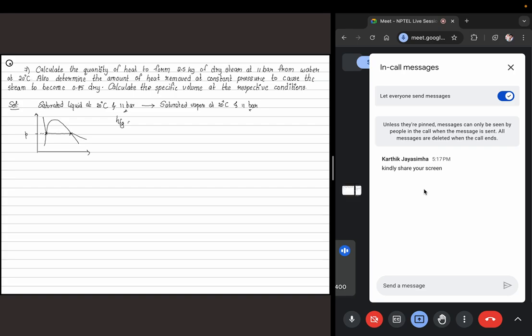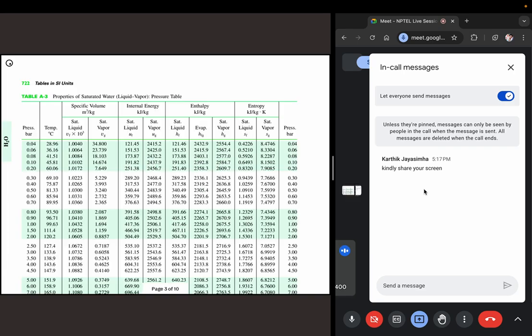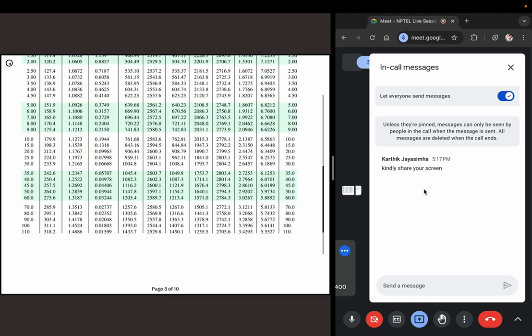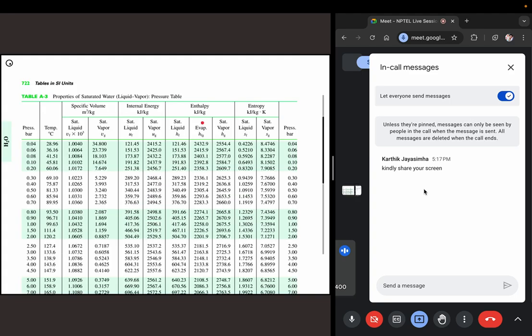If you are looking up the pressure steam table, then you need to look up the value at 11 bar pressure. So you need to look up a value somewhere between this and this. And HFG, like I was saying, is the evaporation one. So this is the HFG that I was referring to. It's basically your latent heat.